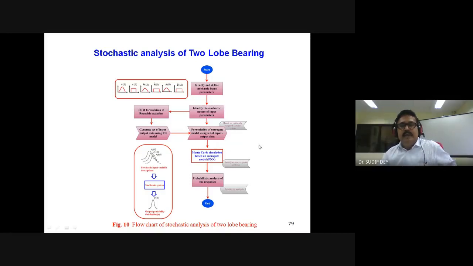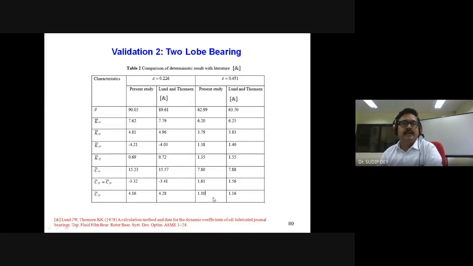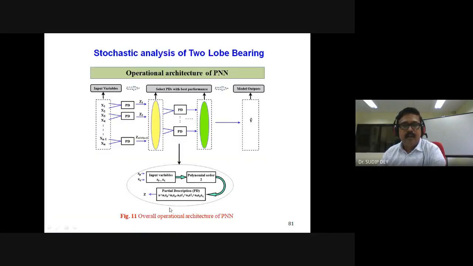And then we use the Monte Carlo simulation, and we use here the PNN model, which is the polynomial neural network model. And based on that, we do the probabilistic analysis. And finally, we get the output quantity of interest. Now, this is the validation for the two-lobe bearing. And these are the parameters which are also validated with Lund and Thompson. And this is the schematic of the PNN, which is the polynomial neural network model.